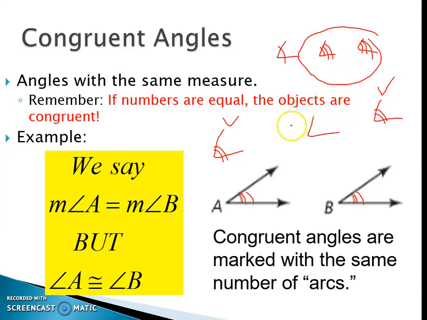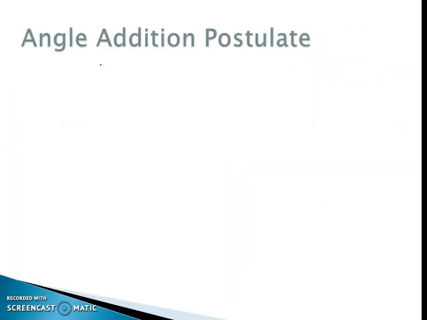So when I say congruent, it means the measurement is the same. M means the measurement. Like 30 degrees here, 30 degrees here, the measurement inside is the same. That's what we mean by congruent. So the angles are congruent. Angles are the same.